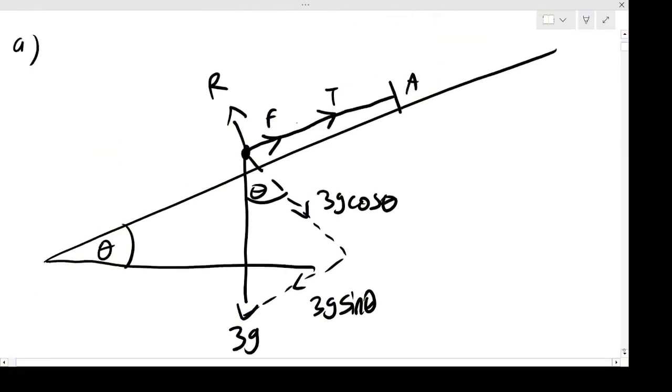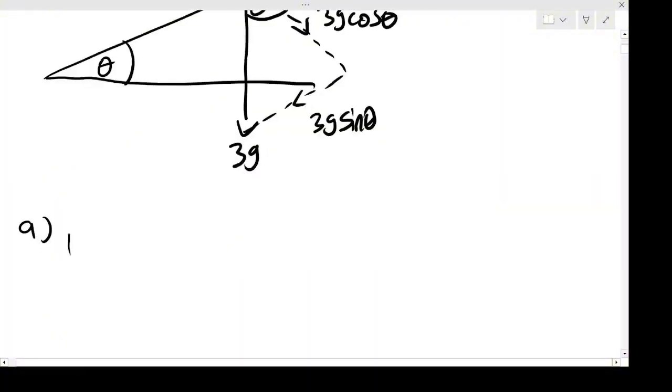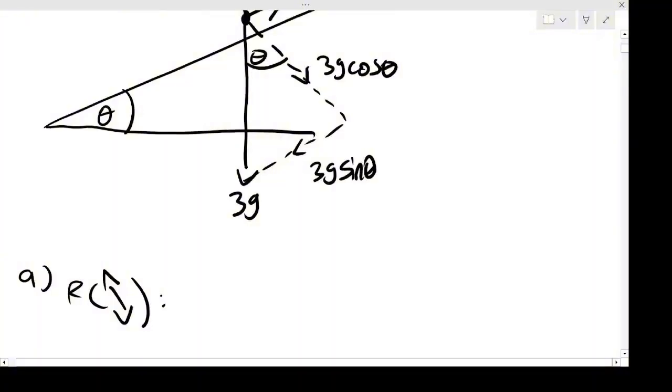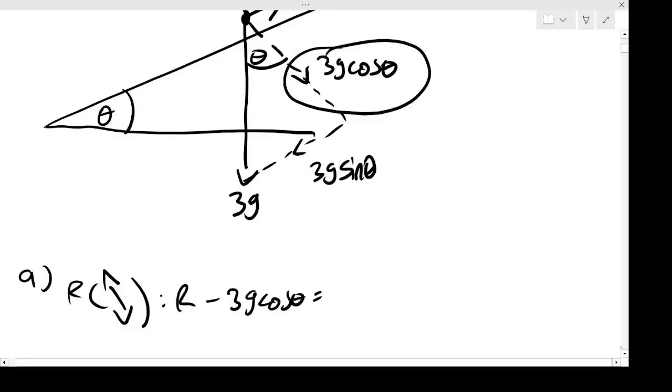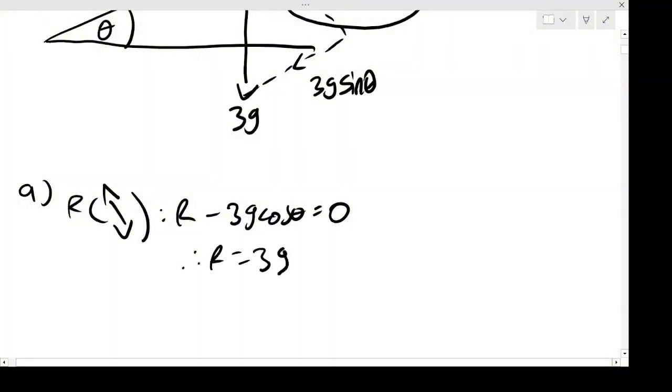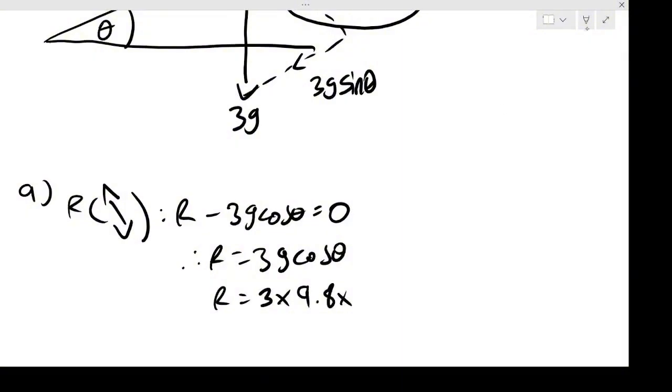So, firstly, I can resolve perpendicular to the slope. We've got the reaction force acting that way. Then the opposite is going to be the 3g cos theta, okay? And there is no acceleration involved, so it's going to equal 0. So therefore R is 3g cos theta, okay? But we want an actual number for R, so that's going to be 3 times 9.8 for g. But we need to find something for cos theta.